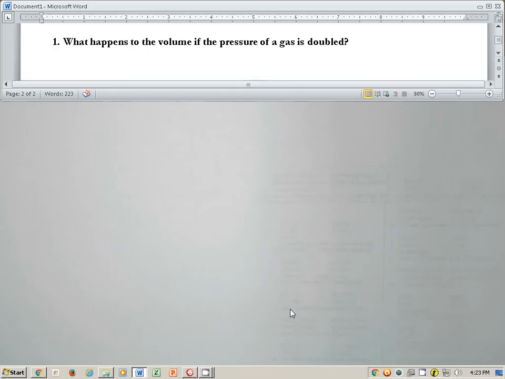Alright, this last video is going to explain how to work the gas law problems if you aren't really given full numbers, because our North Carolina final exam loves to give problems like this. The first example that I have for you is a problem that says, what happens to the volume if the pressure of a gas is doubled?